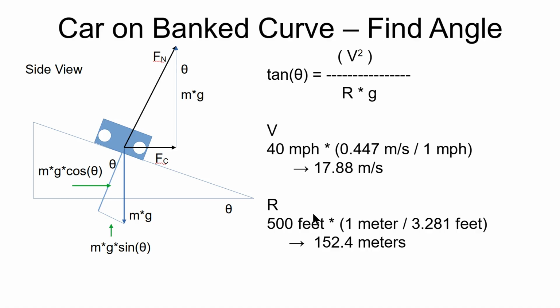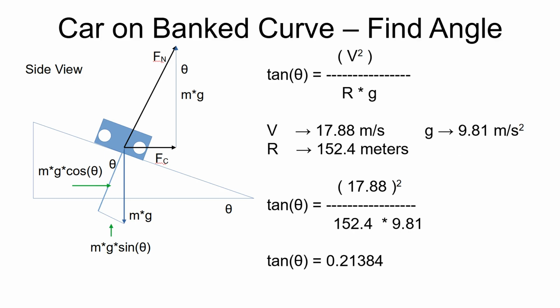The radius was given in feet. We convert that to meters as well. Pause and repeat these conversions to practice doing that. Make sure I did them correctly. So let's put the numbers in. So tangent theta is our speed squared divided by the radius of the circle, also divided by the acceleration due to gravity. And I come up with tangent of theta equals 0.21384. Are we done? No.